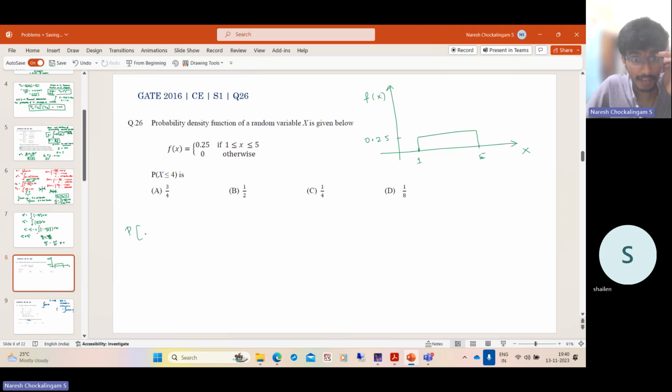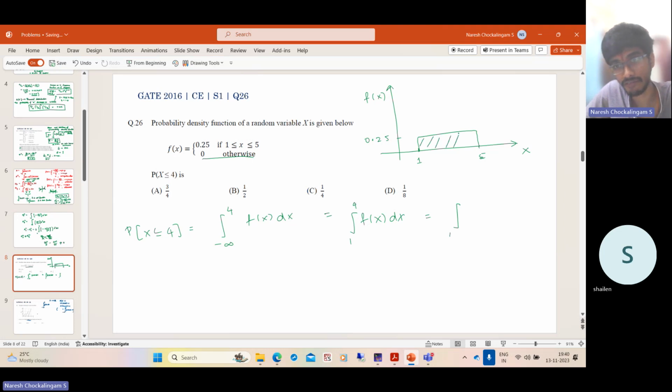What is probability of x less than or equal to 4? By definition, it is integral minus infinity to 4 f of x dx. But from minus infinity to 1, the function is 0, it is 0 otherwise, therefore it is just integral 1 to 4 f of x dx. And what is f of x from 1 to 4? From 1 to 4, so 4 is somewhere here, it is 0.25 dx. So it is nothing but 0.75. 4 minus 1 is 3, 3 into 0.25 is 0.75. So the correct answer is option A.